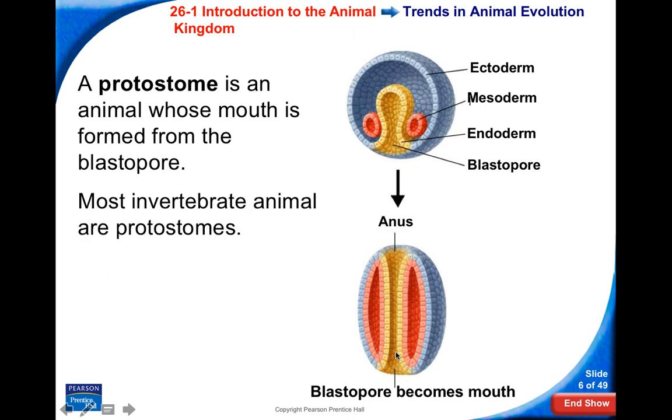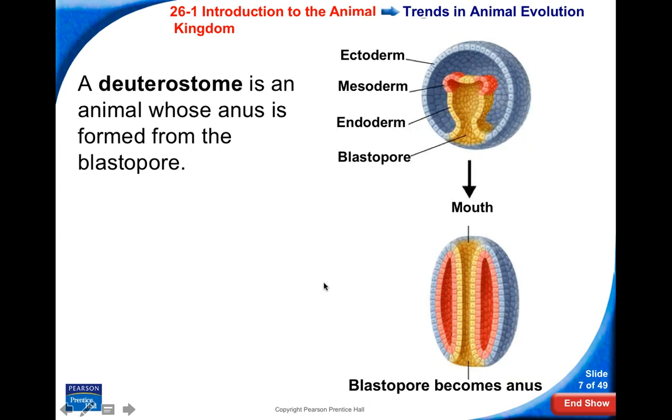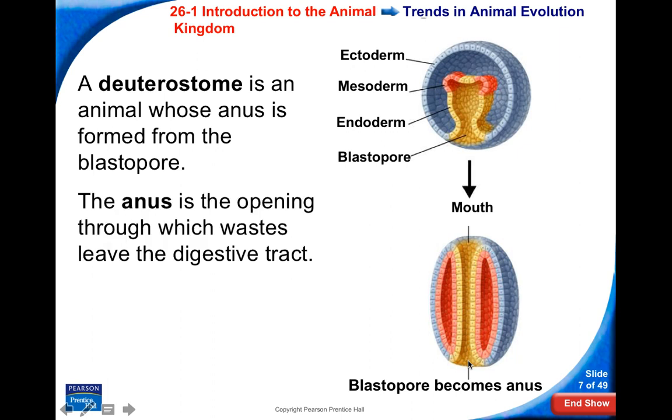Okay, and in fact, most invertebrate animals, which are the simpler animals, fall under protostomes. Okay, now the other group are deuterostomes. And deuterostomes form a little bit differently. There's still a blastopore that forms, but they are animals whose blastopore actually becomes the other end, the anus. And so this tends to be the area where the waste and everything is going to come out. This is like the end part of the digestive tract.